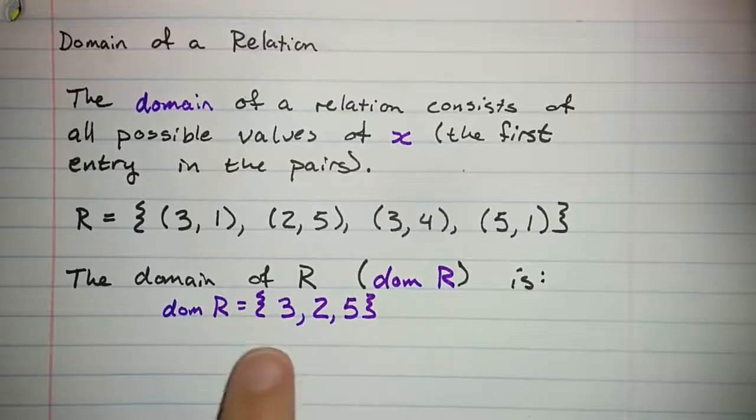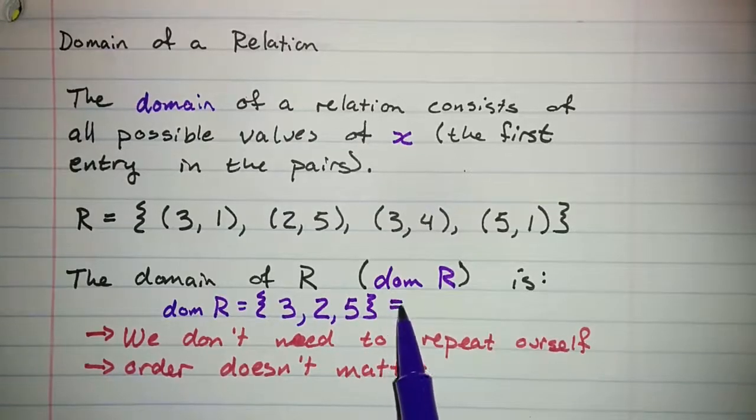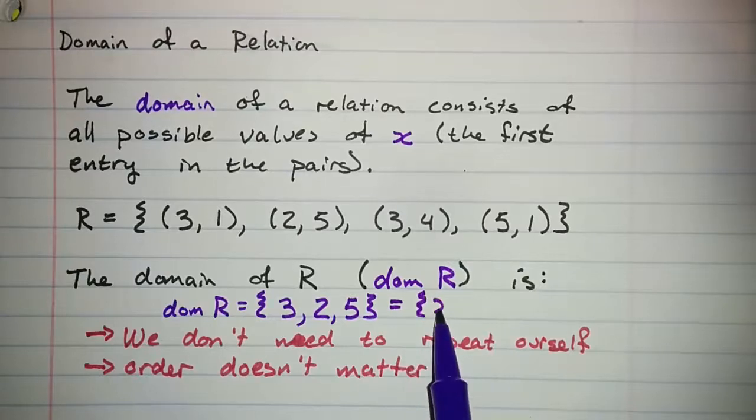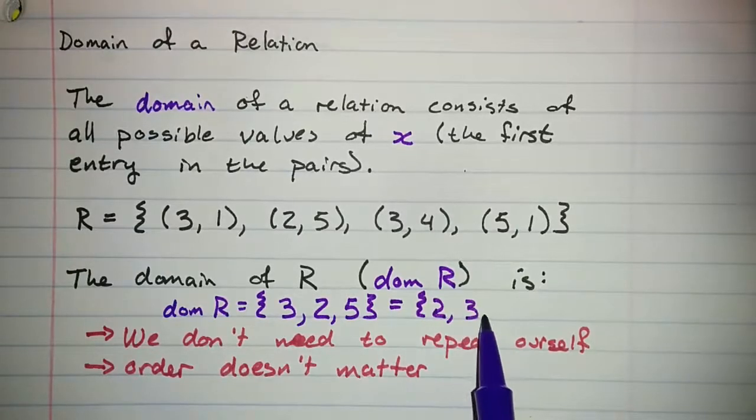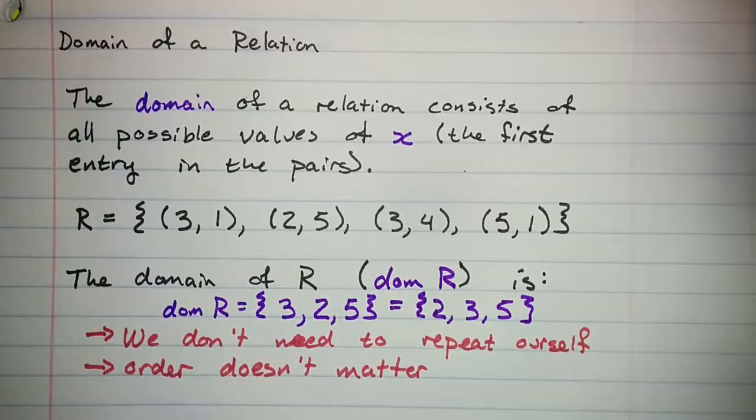And when we're describing a collection like this, we don't need to repeat ourselves, and order doesn't matter. So we just wrote 3, 2, 5, not 3, 2, 3, 5. We could, if we felt like it, also write 2, 3, 5, or any other arrangement of our elements that we wanted, as long as those three numbers are all there.